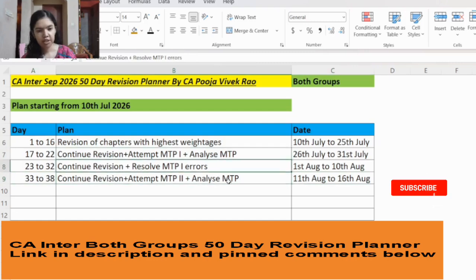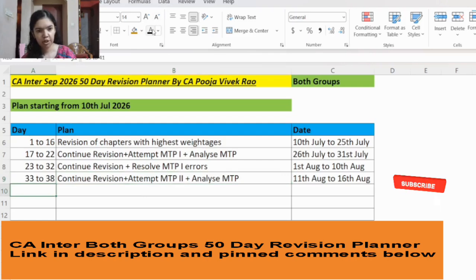And one more thing is, your MTP2 marks should have significantly increased compared to MTP1. Because after writing MTP1, you would have worked on the errors and then you would have given MTP2. So after MTP2, again you will analyze MTP2, and if any other errors you come across, please make a note of that. So by now, most of the errors you should have mitigated, but still by chance if any error is there, please note it down.